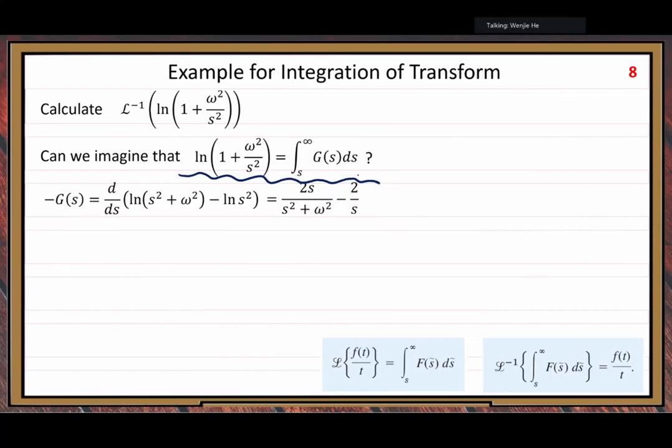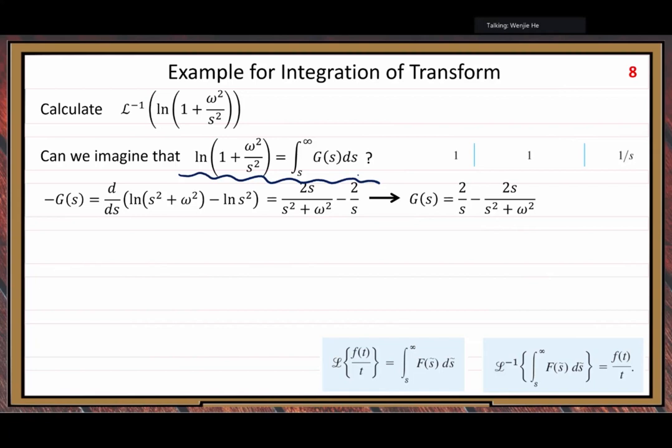So here you can get a capital G function as a simpler function, because there is no natural log anymore. No natural log, so you know how to calculate the inverse Laplace transform. After simplification, this is the G function. Then we can calculate the inverse Laplace transform of the G function easily, using the basic formulas.